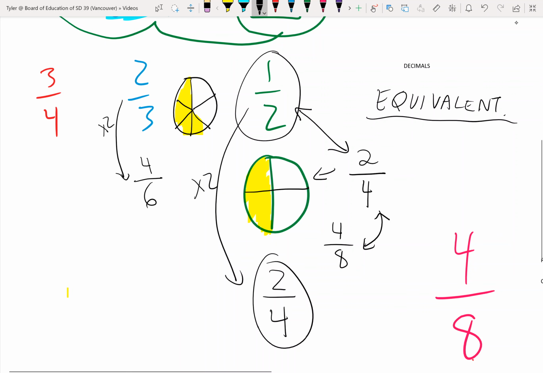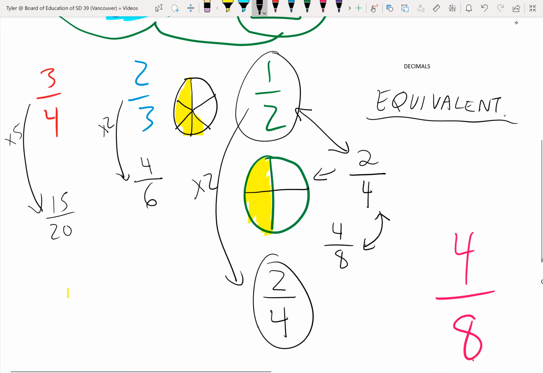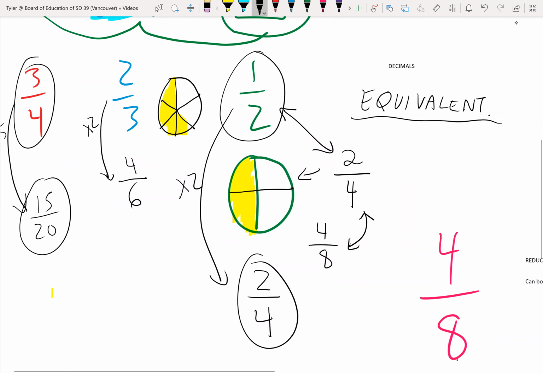We can actually multiply by any number. So like if we took this one, 3/4, let's multiply by, I don't know, let's say like 5. Okay. So it would become 15 out of 20 because we multiplied the top and the bottom by 5. And now we got a new fraction. This new fraction is equivalent to 3/4. This is going to be really important when we do addition next.